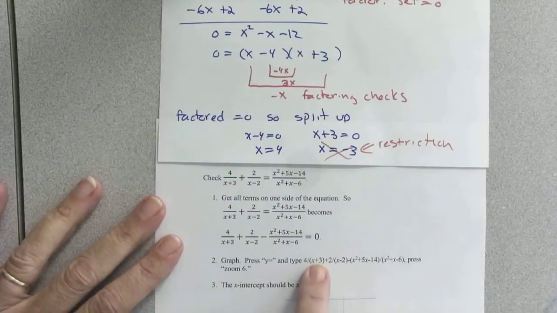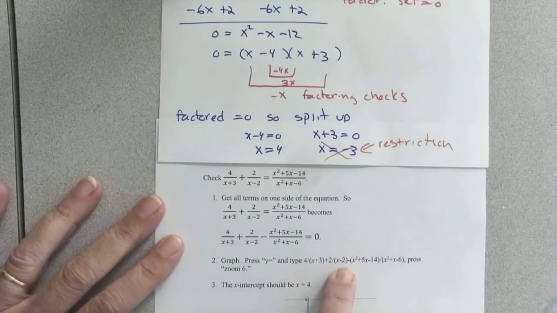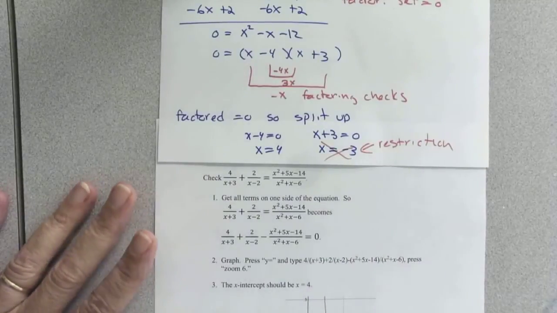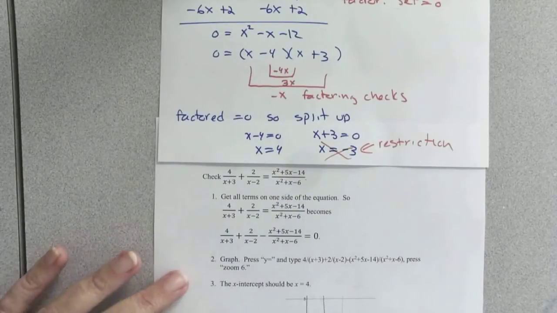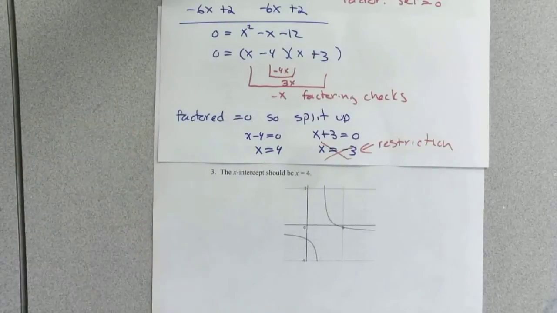So when I type in that first fraction, my x plus 3 is in parentheses. When I type in that second fraction, my x minus 2 is in parentheses. And then the last fraction, the entire numerator and entire denominator in parentheses. So you set it equal to 0, press y equals, type it all in there, and then graph it. And there's the graph we got. We got an answer of 4, and the x-intercept should be 4, and that absolutely checks. And so these things can be checked.